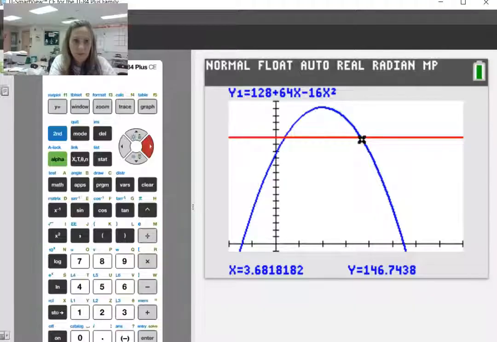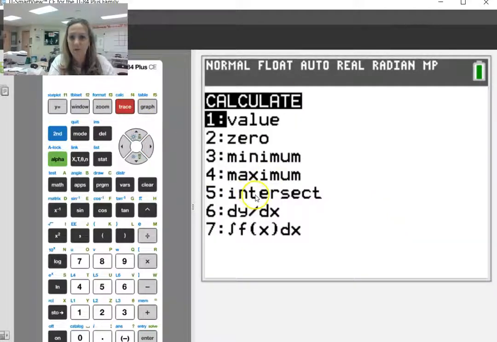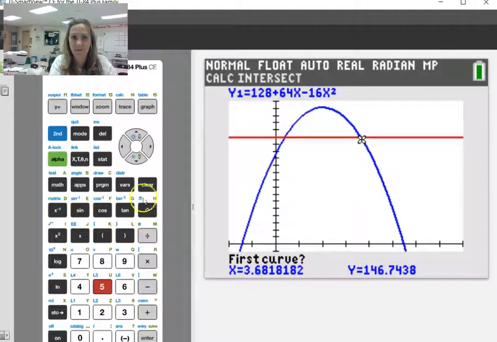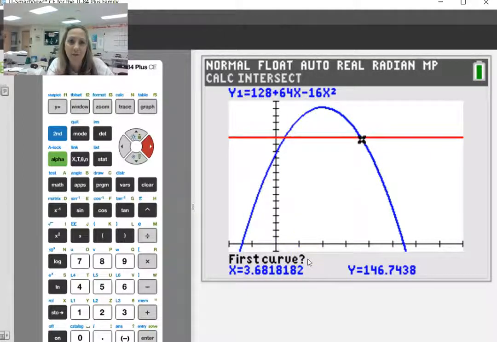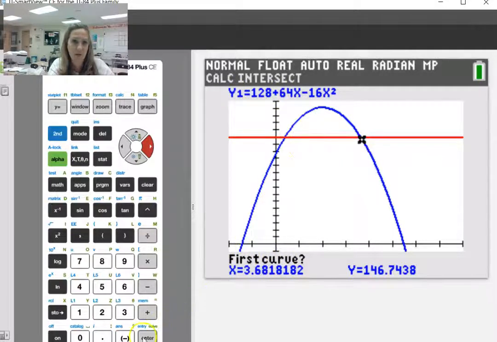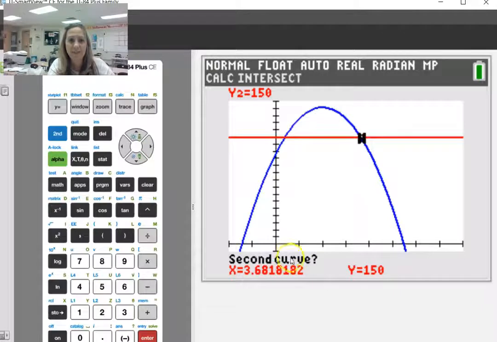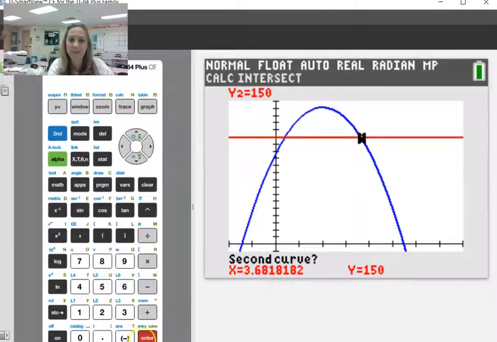So if I go to second trace, and I go to number 5, which is intersect. So again, I'm going to scroll close to where it was. I already did that. So we'll try this one first. And the reason you press enter 3 times is notice on the bottom it says first curve, and at the top it has the equation for y1. You're telling it, calculator, I want you to think about y1, enter. Now it says second curve and then y2. You're saying, calculator, I want you to think about y2, enter. And then guess, you're already close to it, enter.